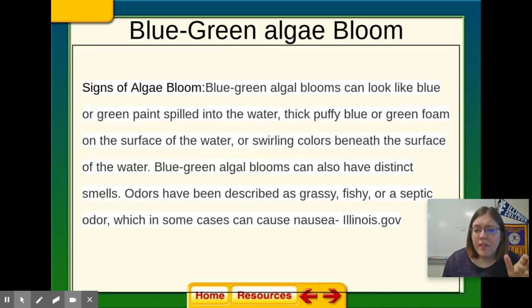Okay, so really, what are the signs to look for, especially in the Illinois River or the Mississippi River? They look blue, like literally it's blue-green paint spilled in the water, maybe a thick, puffy blue-green foam on the surface. Maybe you have swirling colors beneath the surface. And also, one thing they say you're going to notice is the smell. There's going to be like a grassy, fishy, or septic odor. And that came from Illinois.gov.